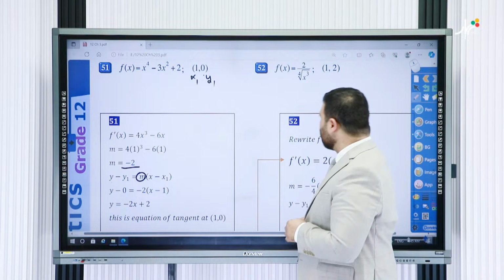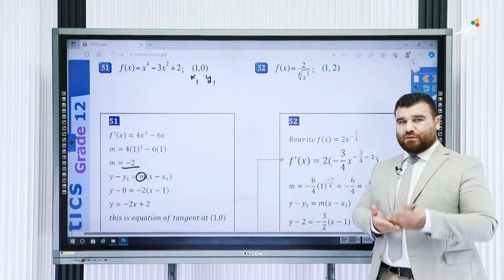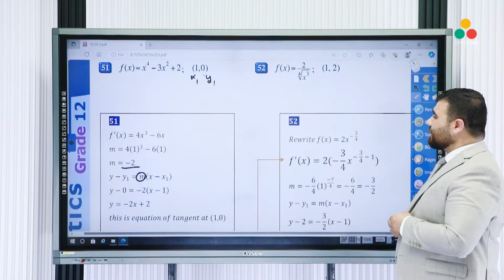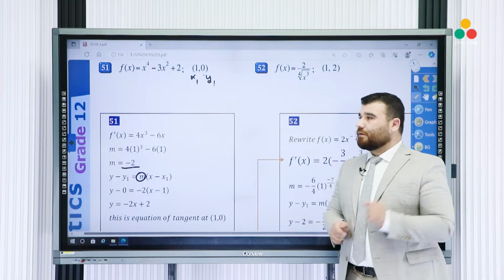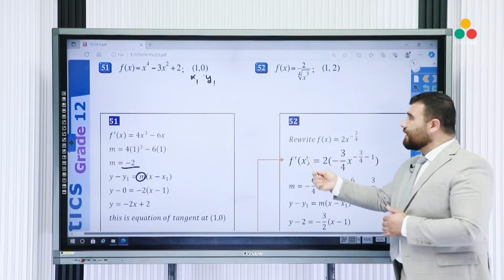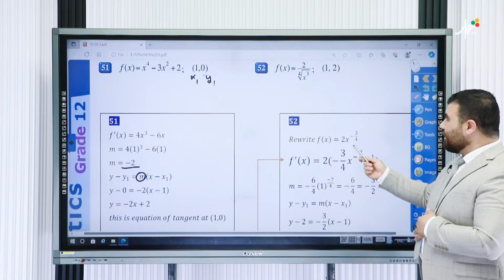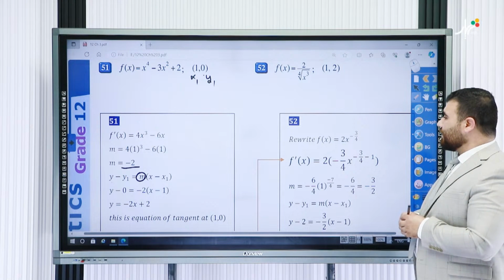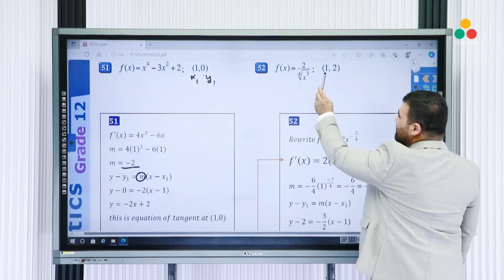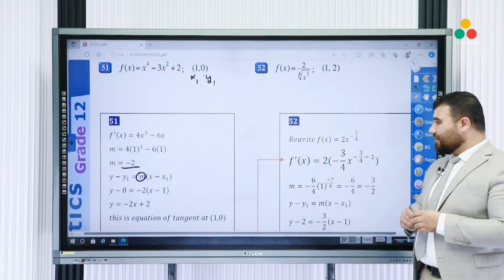Similarly, question 52: a curve is given, a point is given. The question asks for the equation of the tangent line at this point. To find the equation of the tangent line, first of all, we need to find the derivative. This function doesn't look easy to differentiate. We need to rewrite it with a negative power to have an easier derivative. That is the function. If we rewrite, 2 stays the same. The fourth root of x power 3 will be x power 3 over 4, and when it goes up, x power negative 3 over 4.